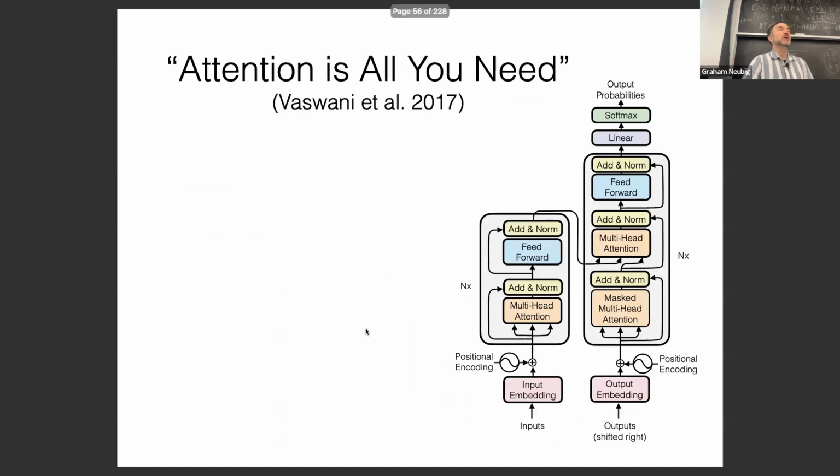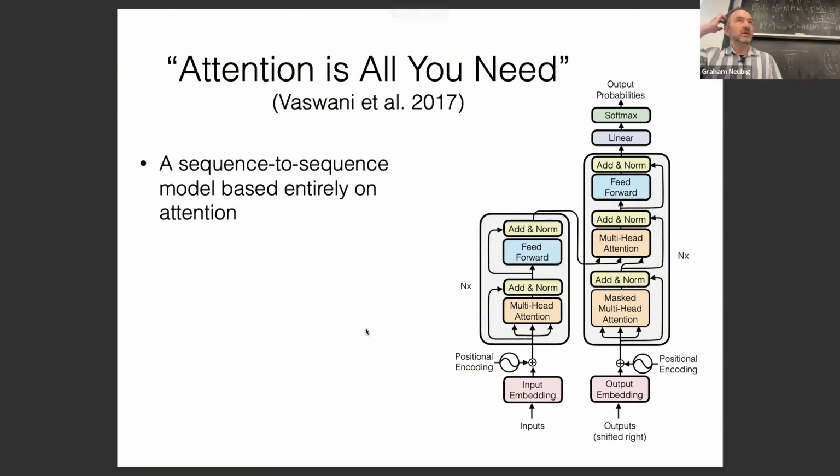Okay, good. So next I want to get to transformers. And these are a specific implementation of a model that uses attention. It's not like a variety of attention. It's a model that uses attention at its core. And basically it's a sequence model, a model that has an encoded input and predicts an encoded output. It's based entirely on attention.